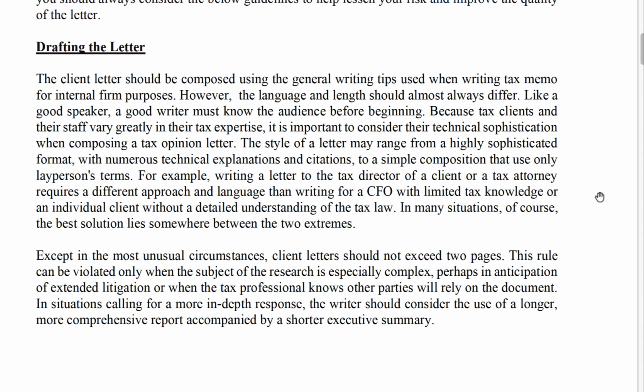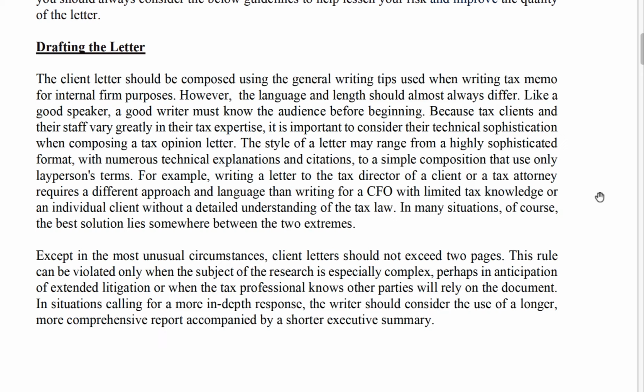So again, we've already completed the tax research memo, and now we are at the stage where we need to write to the client, okay? So again, that's kind of your starting point, looking at that tax research memo. However, the language and the length should almost always differ. Like a good speaker, a good writer must know the audience before beginning. Because tax clients and their staff vary greatly in their tax expertise, it's an important element to consider the technical sophistication when composing an opinion letter.